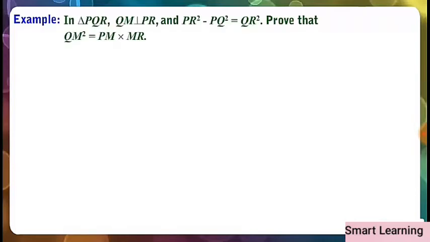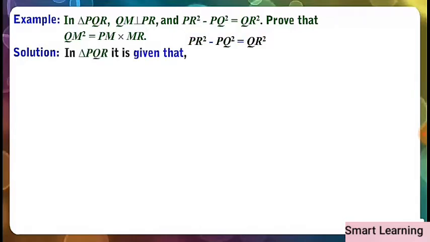Let's take the next example. In triangle PQR, QM is perpendicular to PR and PR square minus PQ square is equal to QR square. Prove that QM square is equal to PM into MR. Let's solve this. In triangle PQR, it is given that PR square minus PQ square is equal to QR square.